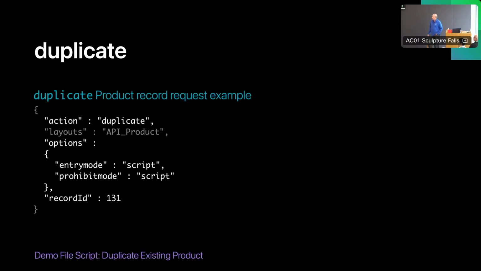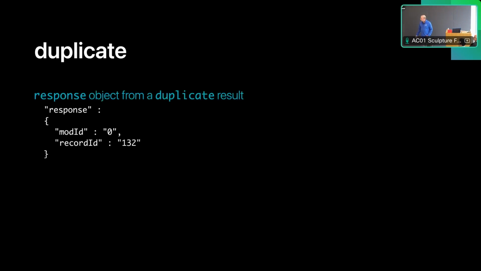So this is a duplicate. Here we have our action. I went ahead and included the options there just so you guys could see what that object would look like with both following the script behavior for those two, validation and the auto-enter. And then we refer to the record ID that we want to duplicate. The response that we get back is going to be the same as for a create, where it says, okay, you got a mod ID of 0, and the record ID has changed, obviously, because we created a new record, and this is its record ID.